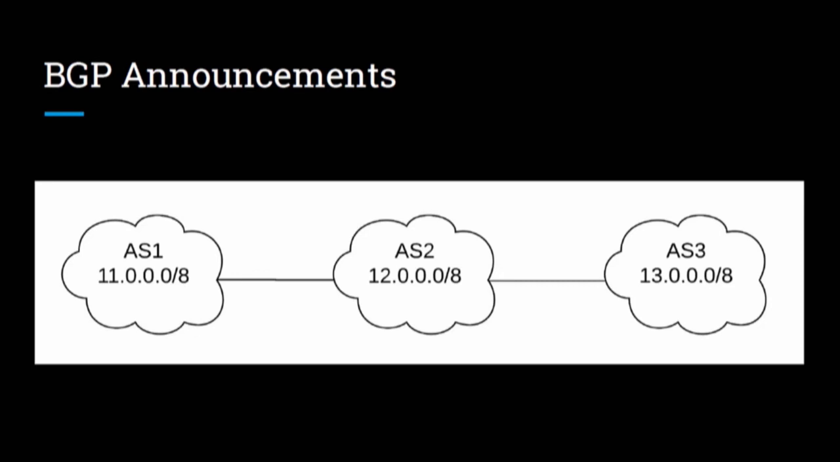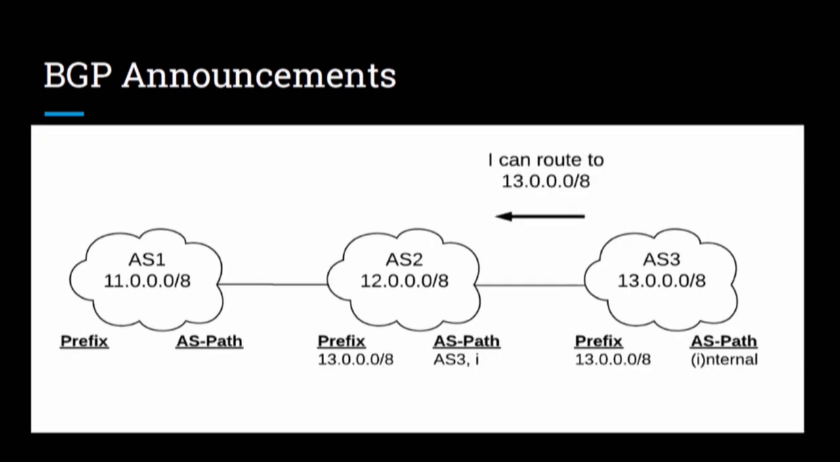So here we have 3 different autonomous systems, each one with its own prefix that it's going to be announcing. We're going to look at Autonomous System 3 and follow its announcement over to Autonomous System 1. Autonomous System 3 says, hey, I can route to 13/8. It tells that to Autonomous System 2. Autonomous System 2 then records that, says, hey, I can get to this prefix through Autonomous System 3.